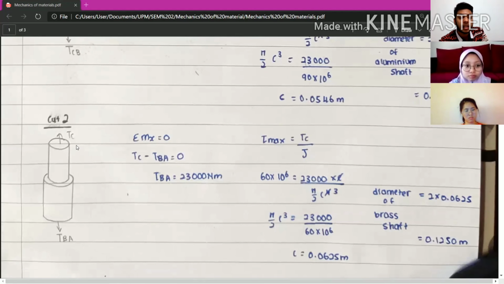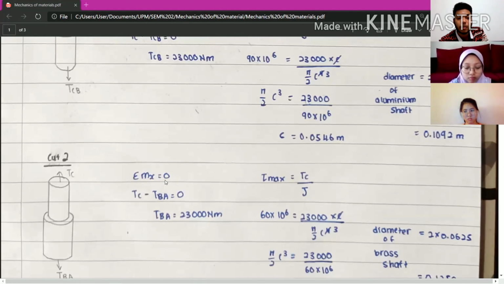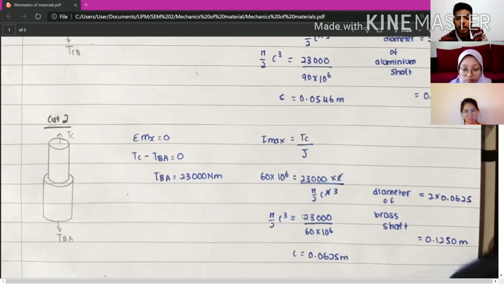Okay, now let's go to cut segment 2. Here you're able to see again two torques. One is torque at C, another one is torque BA. By using again the summation of moment at X, you're able to find torque BA, which is 23,000 Newton meter. By using the torsion formula, you're able to find the radius of the brass shaft. Later, you have to times 2 to get the diameter of the brass shaft. Make sure you substitute the right maximum shear stress.